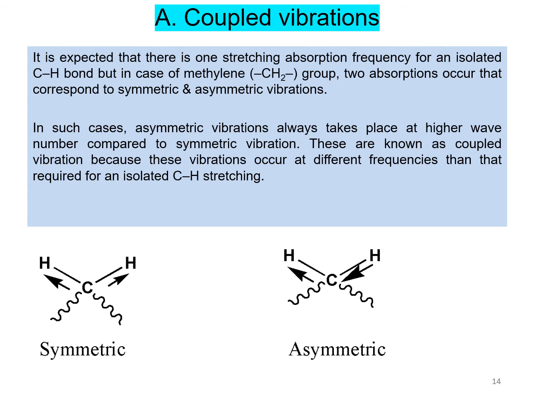The first one is coupled vibration. We just talked about symmetric and asymmetric vibration. If it is a CH bond in a methylene group, two absorptions occur that correspond to the symmetric and asymmetric vibration. In such a case, asymmetric vibration always takes place at a higher wave number compared to the symmetric vibration. These two are known as coupled vibrations because they occur at a different frequency than that required for just a CH stretch.